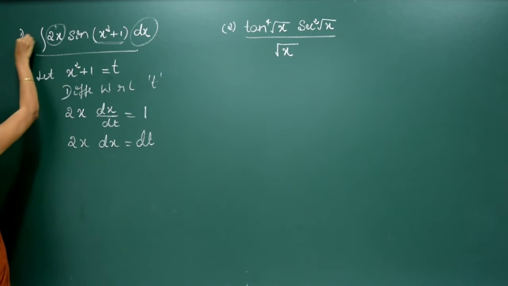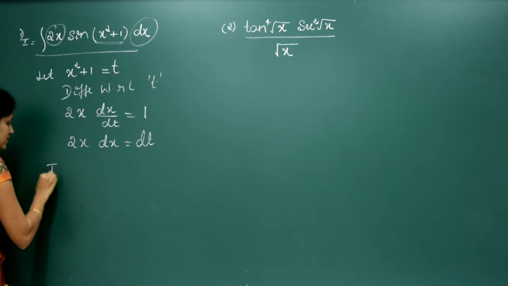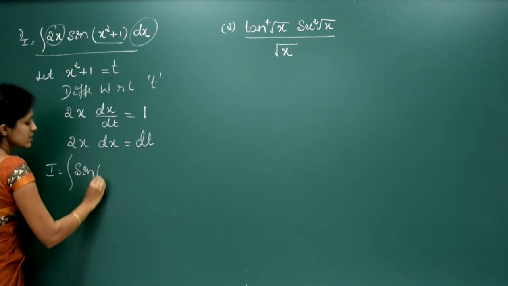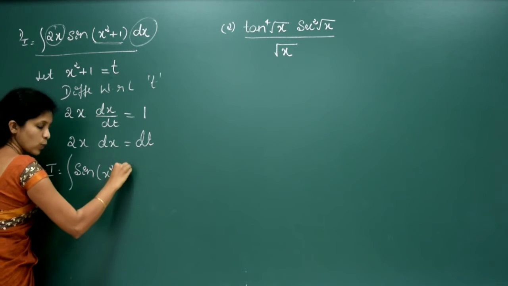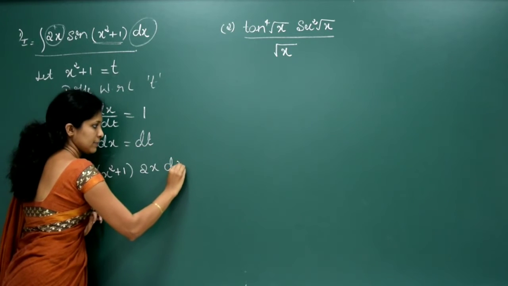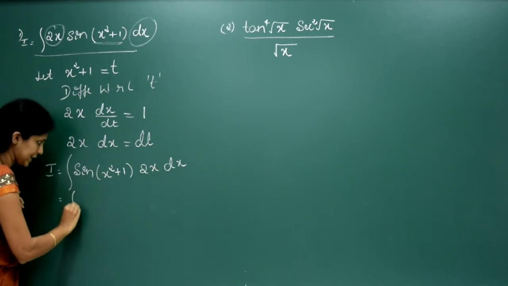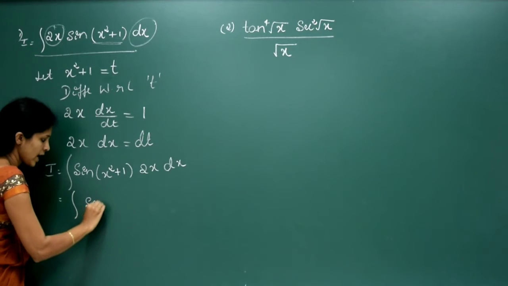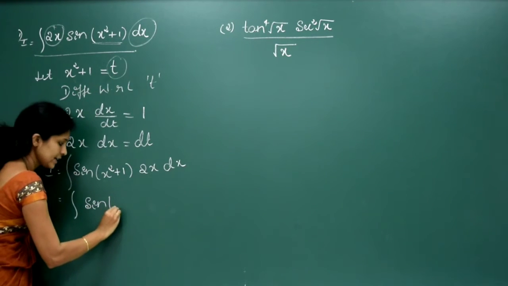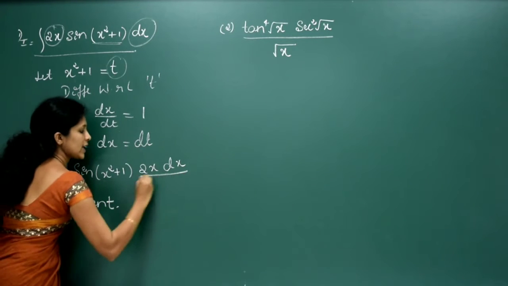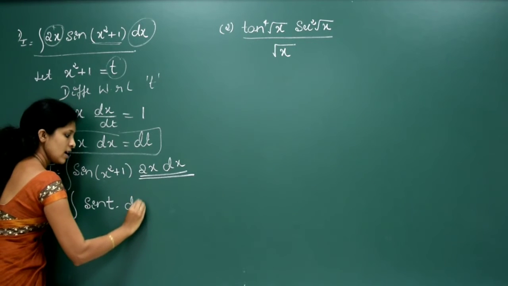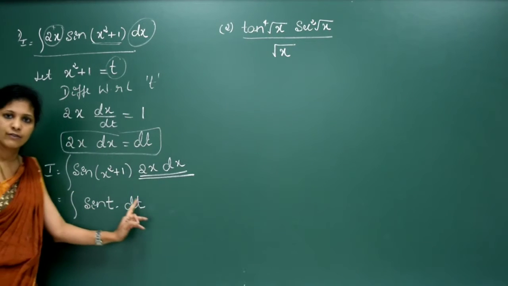So I can say this as I is equal to, see here, integration of sine, I'll rearrange that, sine of x square plus 1 into 2x dx can be written as, this is equal to integration of sine of x square plus 1. Substitution is t, right? Sine t into 2x into dx. 2x into dx will be equal to dt. Yeah. Now you are integrating the function with respect to t.